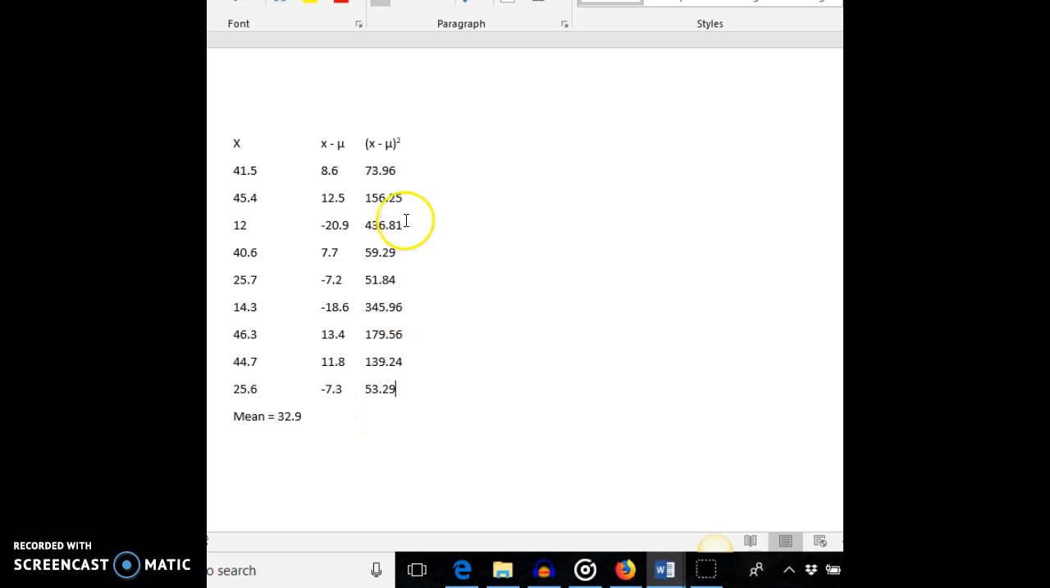All right, now that we've got that column, we are going to take everything in this column and just add up this column. So we're going to add 73.96, 156.25, 436.81, all the way down to the bottom. And when I add up this column, I am going to get, and I'm going to put it directly beneath that column, 1496.2. And be careful, it's real easy when adding up the numbers in the column to make one silly mistake putting the stuff in.